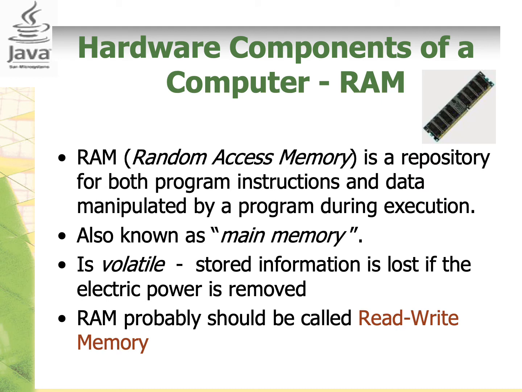Random access memory, RAM, is a repository for both program instructions and data manipulated by a program during execution. It is also known as the main memory. RAM is volatile, meaning that the stored information is lost if the electric power is removed. So basically, the characteristics of RAM are that it is volatile, fast, and works directly with the CPU, but it has low capacity and can be expensive.